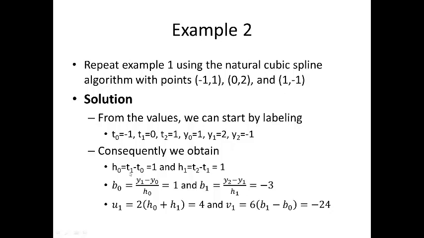So we can then obtain h sub 0 and h sub 1, which are t1 minus t0, which is 1, and t2 minus t1, which is 1. So both h's are 1. From there we can obtain b0, which is 1, and b1, which is minus 3. And then using the formula we developed on the last slide, we can get u1 and v1. u1 is 4, and v1 is minus 24.